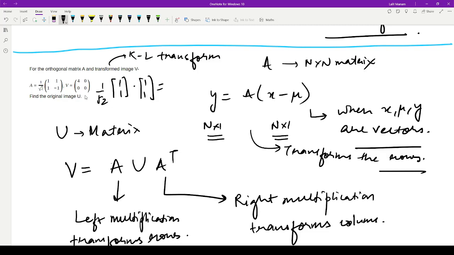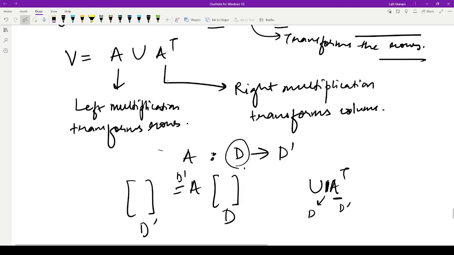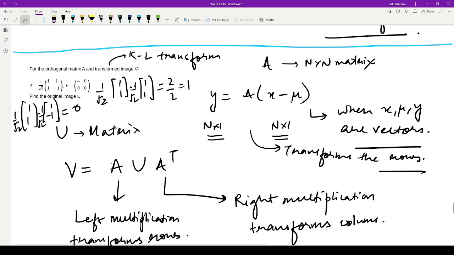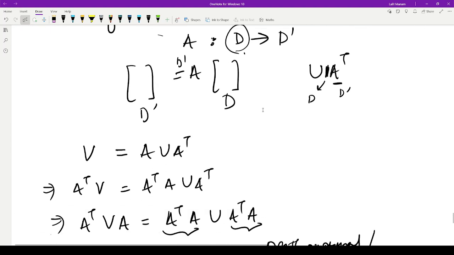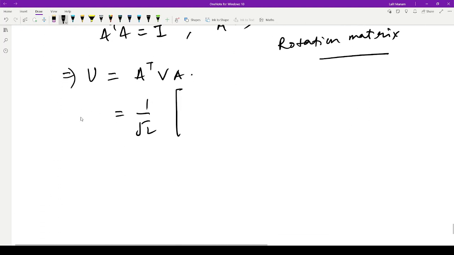1 by root 2 times this 2 by 2. The dot product is 2, yes. Minus 1 and 1. And what about the other column? The dot product is 0. So it is an orthogonal, orthonormal matrix. So it satisfies the constraint for being the transform matrix for the KL transform. Okay. So A is 1 by root 2 times [1, 1; 1, -1].